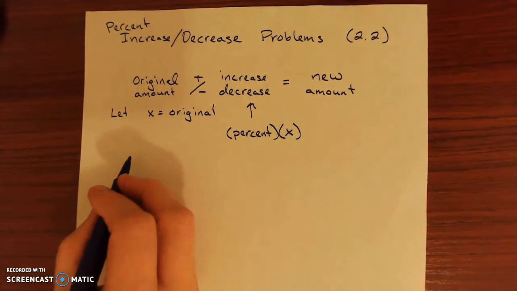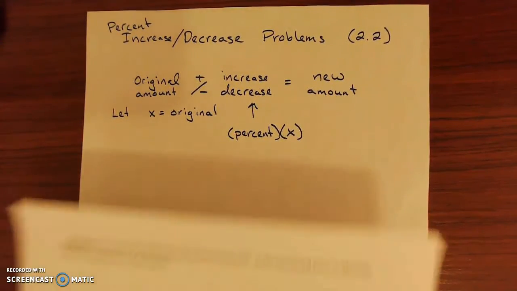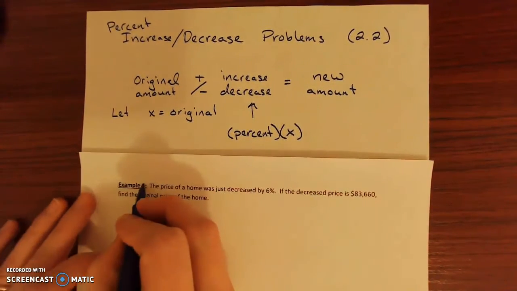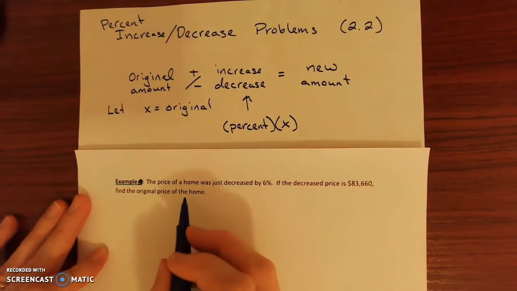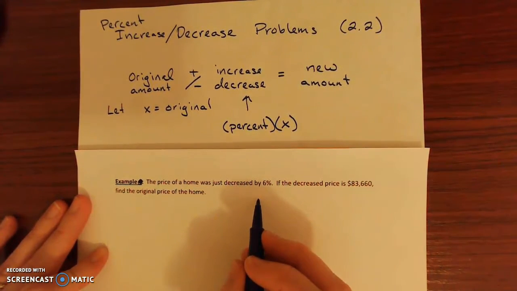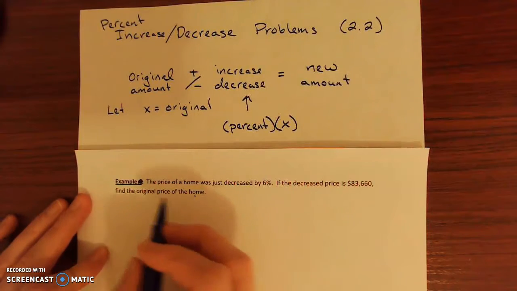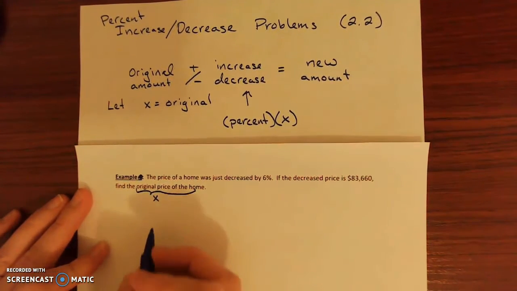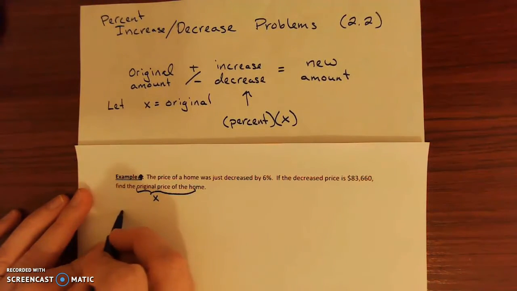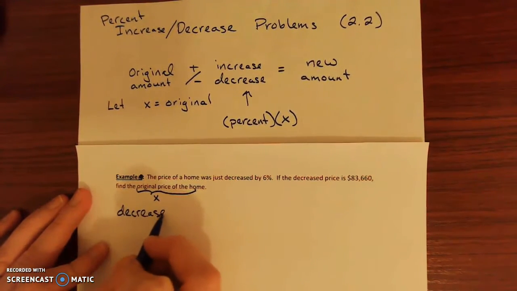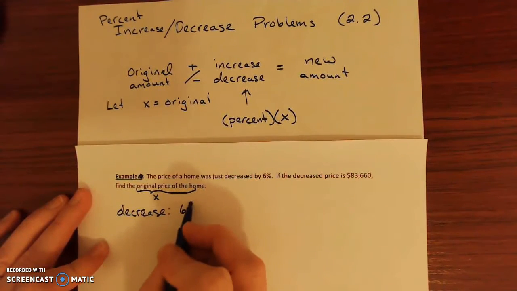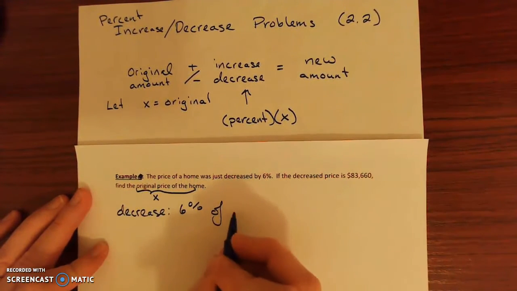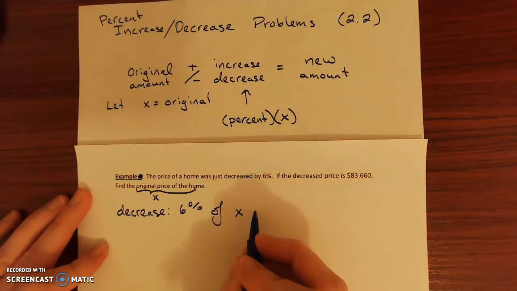Okay. All right. So for instance, let's see if you can read this example. I don't think it's too blurry. The price of a home was just decreased by 6%. If the decreased price is $83,660, find the original price of the home. So I'll let the original price of the home be called X. In this case, the decrease would be 6% of the original, so of X.